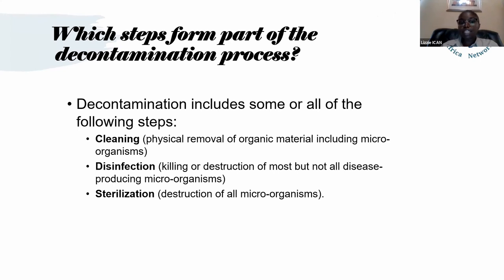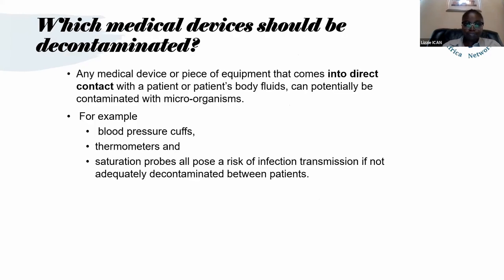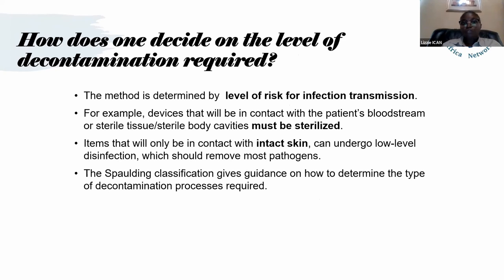In the decontamination process, this is where we physically remove all the organic material, including most of the microorganisms, and then we move on to the disinfection, which is the killing or destruction of most, but not all, disease-producing microorganisms. And we talk of sterilization, which is the destruction of all microorganisms, right? And the method of decontamination that you are using is determined by the level of risk of infection transmission.